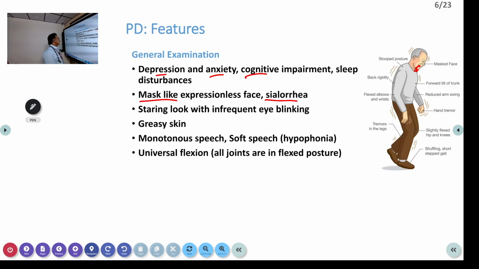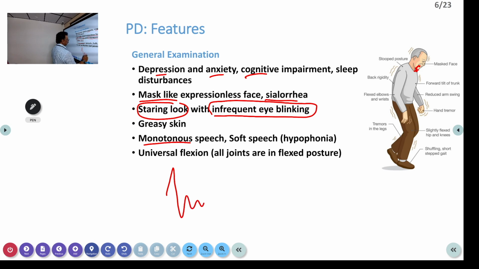It is very, very important. Staring look, that is because of infrequent eye blinking. Their eye blinking will be infrequent, so it looks like a staring look. And greasy skin will be shining. Monotonous speech: normally when we talk there will be ups and downs in the speech, but these patients will have a low volume and it will be monotonous. There will not be any expression in the speech. Soft speech, that is hypophonia.